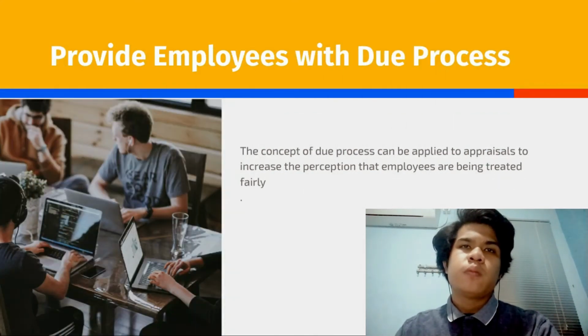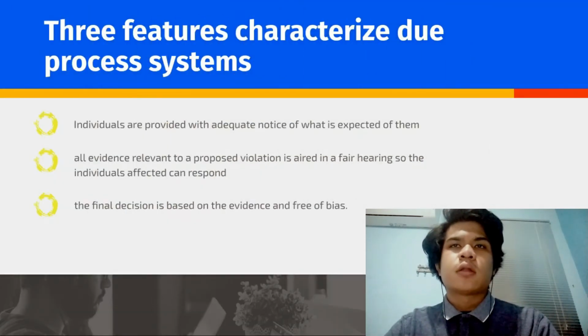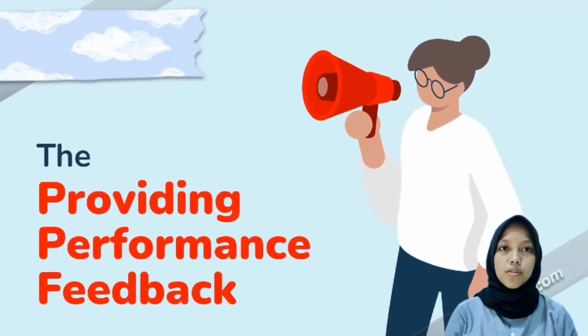Provide employees with due process. The concept of due process can be applied to appraisals to increase the perception that employees are being treated fairly. Three features characterize a due process system. First, individuals are provided with adequate notice of what is expected of them. Second, all evidence relevant to a proposed violation is aired in a fair hearing so the individual affected can respond. The third, or the last, the final decision is based on the evidence and free of bias. And the next is providing performance feedback.